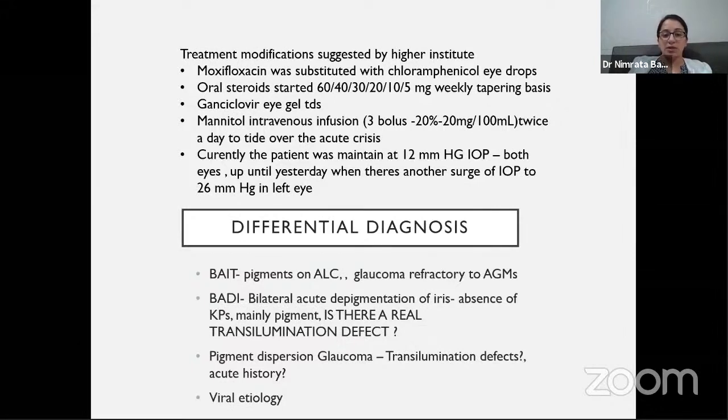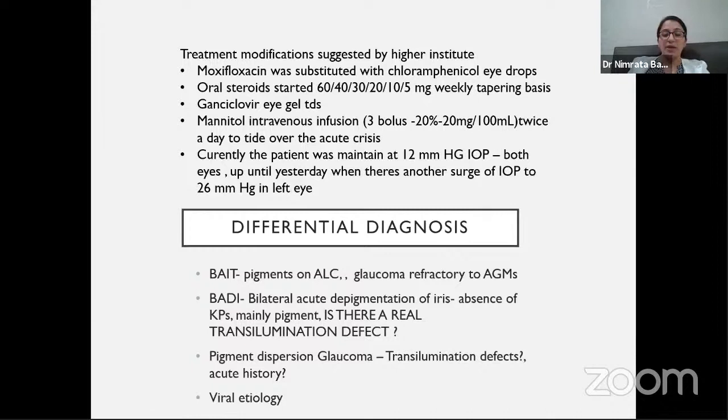In view of the current literature, since oral moxifloxacin has been associated with BADI or BAIT, we substituted that with chloramphenicol. We also started oral steroids empirically. Valacyclovir was started, ganciclovir gel, and mannitol intravenous infusions were started just to tide over the acute crisis, to the extent that we had to give it twice a day, sometimes for at least 10 days. And currently the patient was maintaining a normal pressure up till yesterday. Again, we saw a surge of 26 millimeters in the left eye.